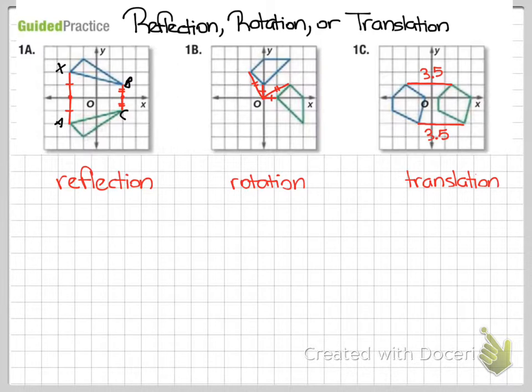On 1B, we know that is a rotation. The center of that rotation is the origin. And so you can see that the points that correspond, that go together, are the same distance from the origin. And then in 1C, you can see that one is a translation. Every point shifted the same amount of space. They all shifted 3.5 squares.